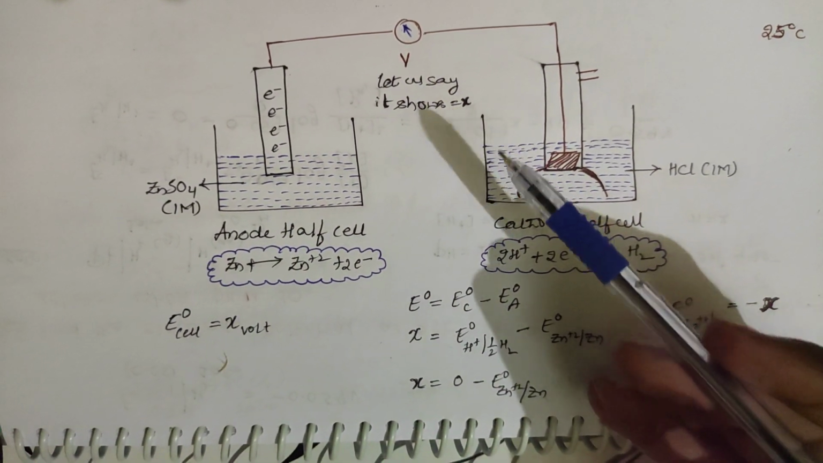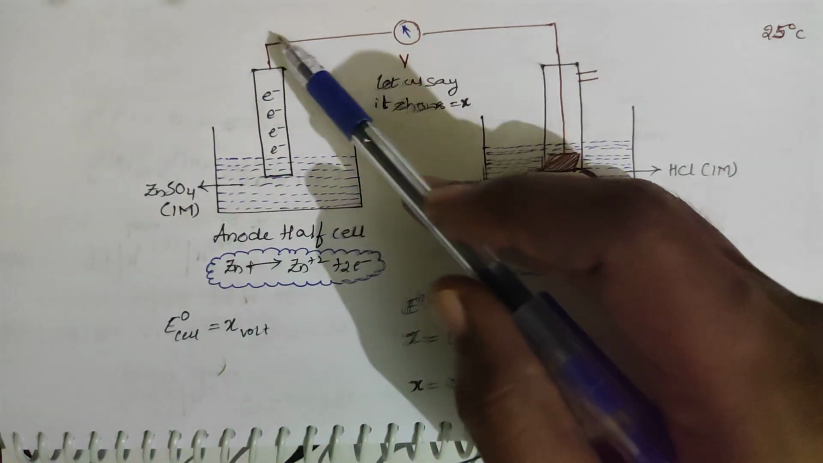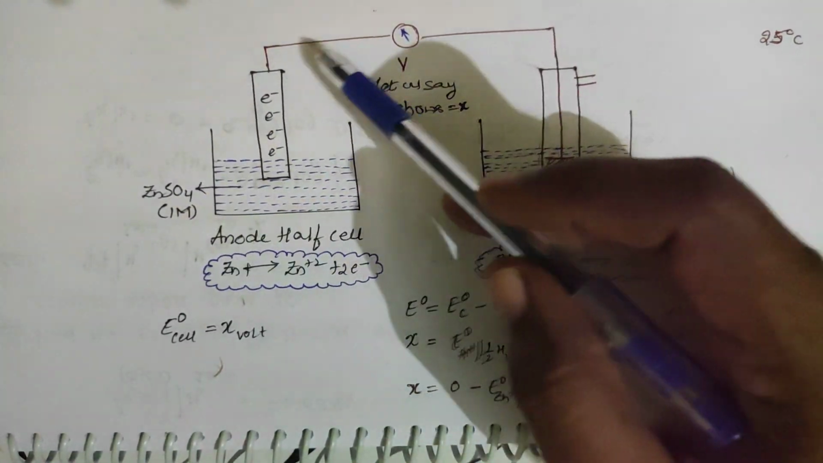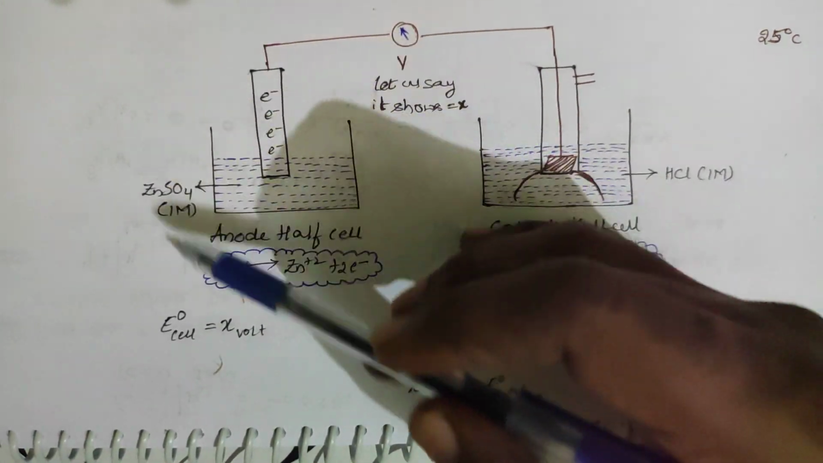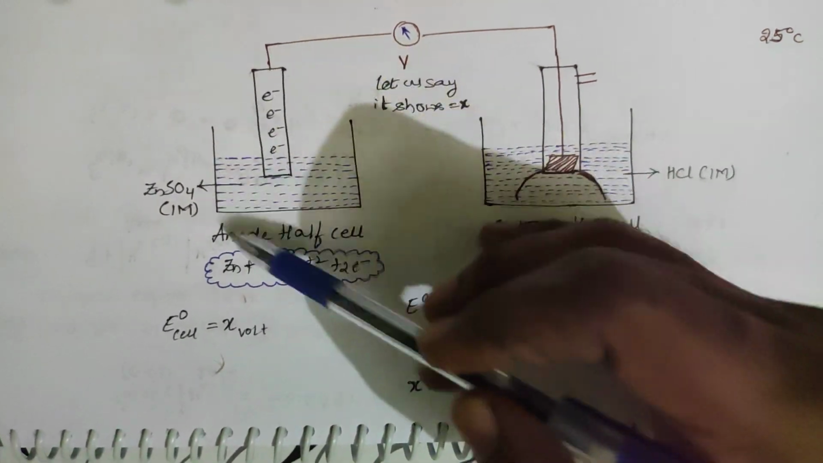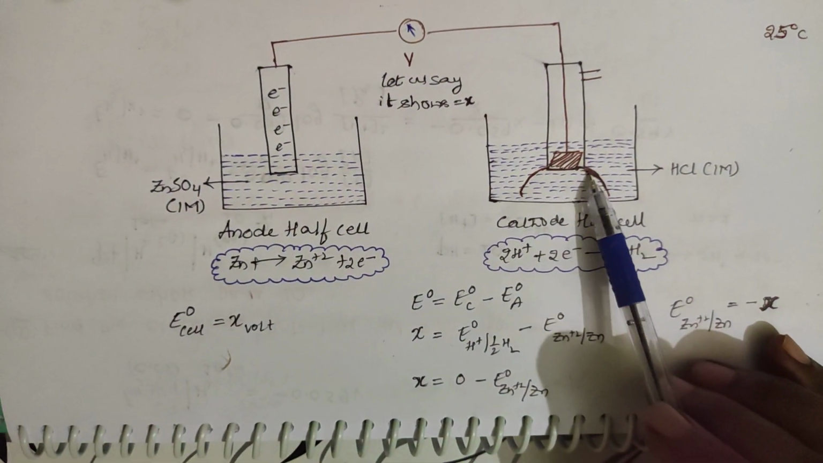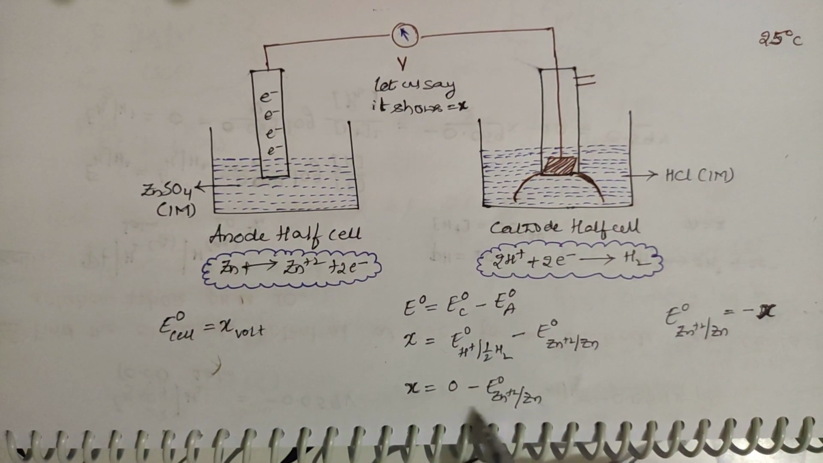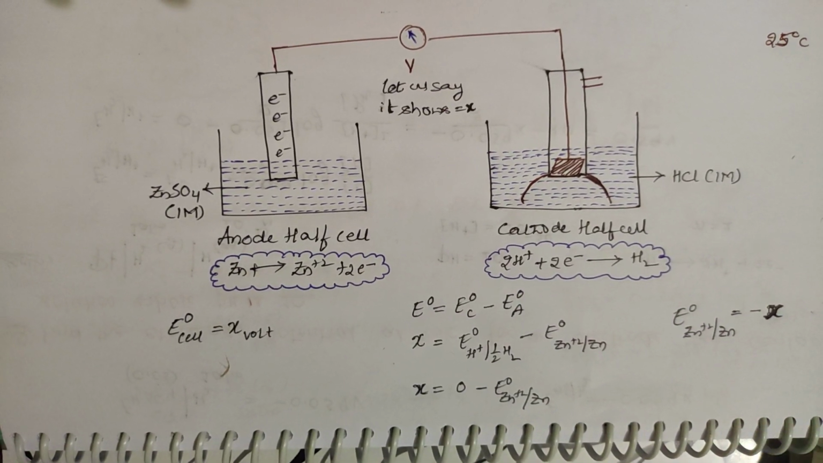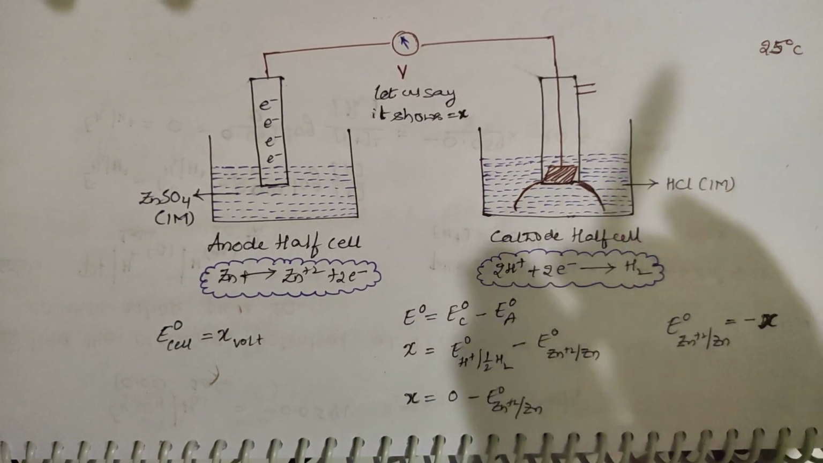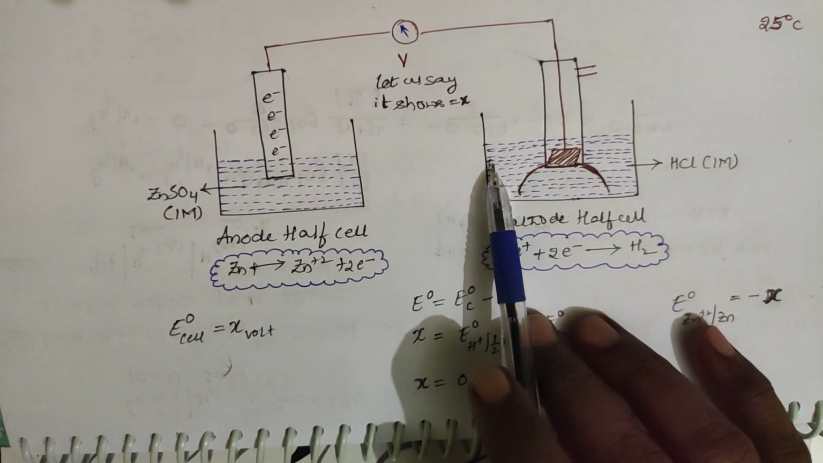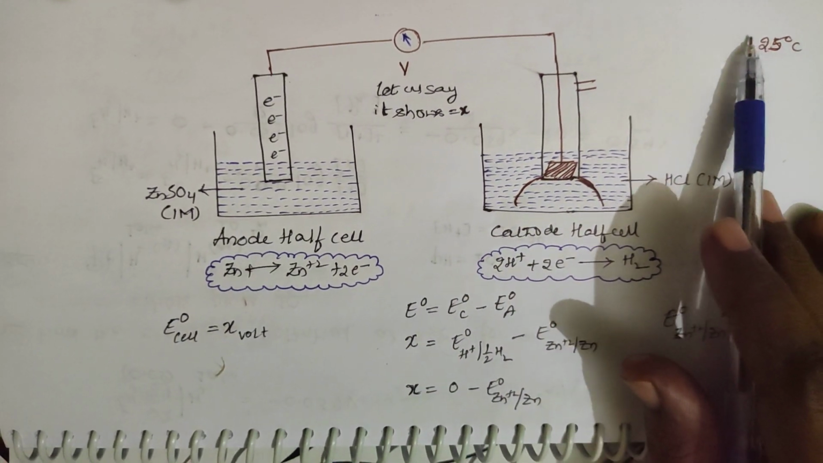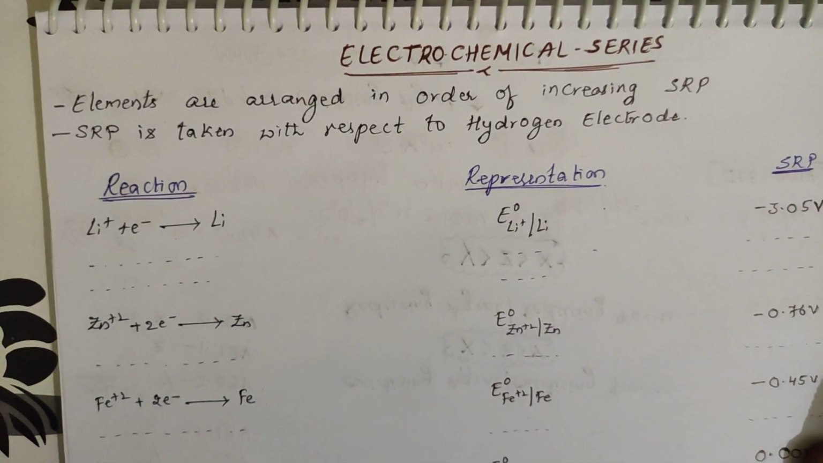So by taking each and every element, here we have taken zinc once, next we are taking copper, next iron, silver, tin, lead, oxygen, hydroxide, fluorine, chlorine, bromine, everything will be changed, and that is compared with hydrogen, so that you will be getting some values. Those values have been represented in the form of a series. That series is called the electrochemical series. This experiment is done at 25 degrees centigrade, that is, at room temperature. So this is the electrochemical series.